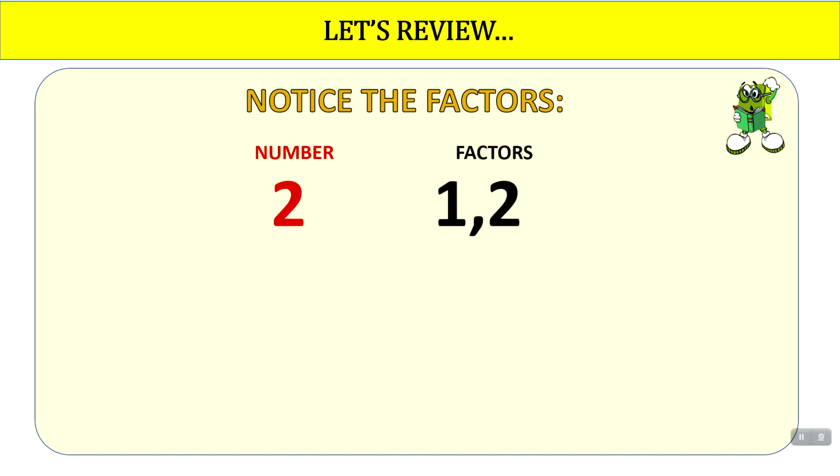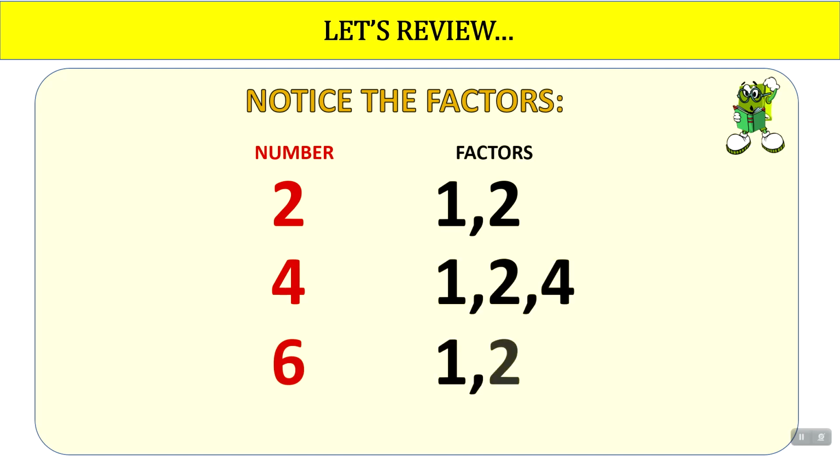Notice something about the numbers 2, 4, and 6. The number 2 has factors of 1 and 2. The number 4 has factors of 1, 2, and 4. The number 6 has factors of 1, 2, 3, and 6. And if you notice, these are even numbers, 2, 4, and 6. And each one of them has factors of 1 and 2.